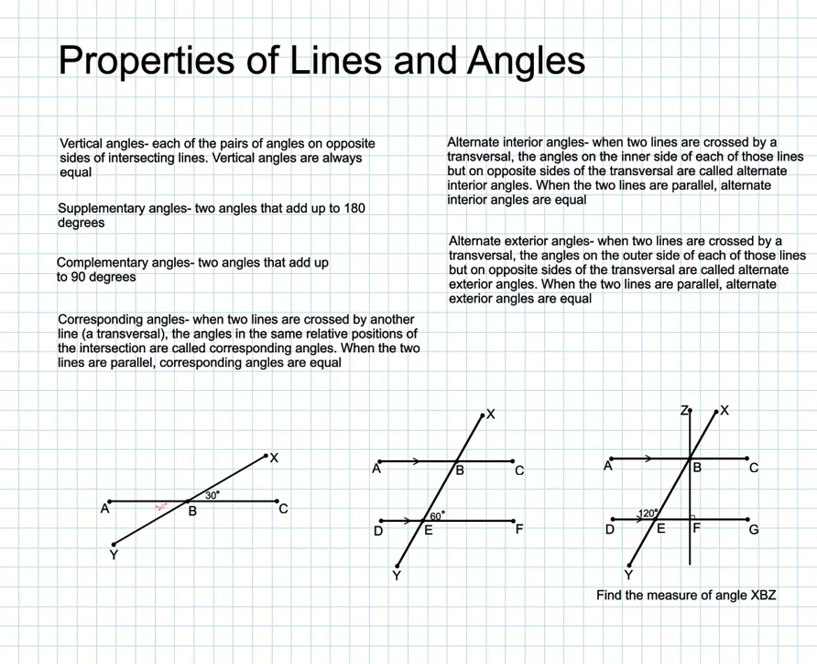Supplementary angles are two angles that add up to 180 degrees. Because points A, B, and C all fall on the same line, and because angle XBC is 30 degrees, we know that angle ABX has to be 150 degrees. That's because a line is 180 degrees. So we can say that angle ABX and angle XBC are supplementary.